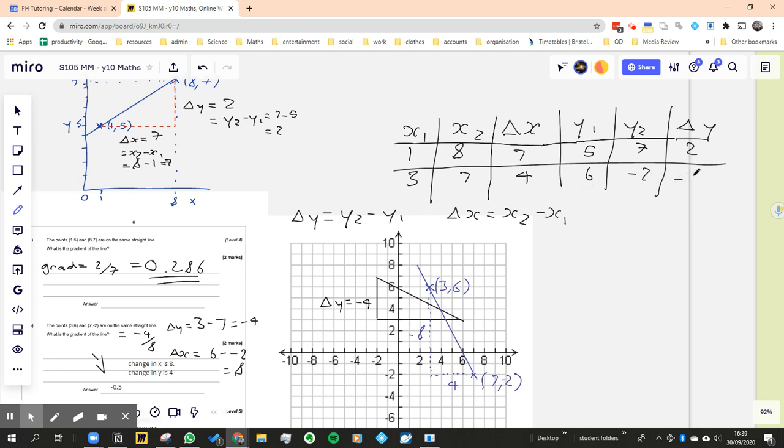And so then the change is actually going to be, because it drops, you're going to do the second y value, take away the first value. So it's going to be -2 minus 6. So that ends up being -8. Then when you do the actual gradient, it's going to be the change in y divided by the change in x, which is -8 divided by 4. So that's -2.